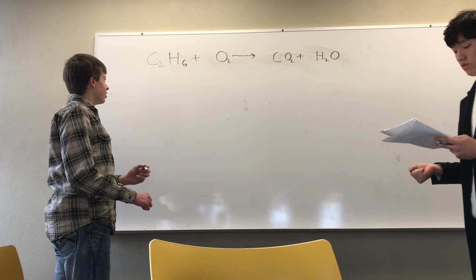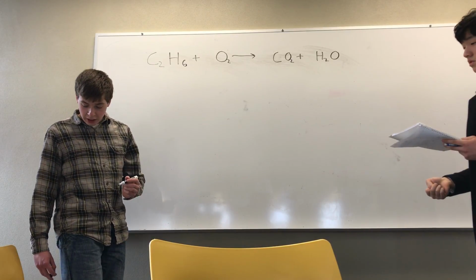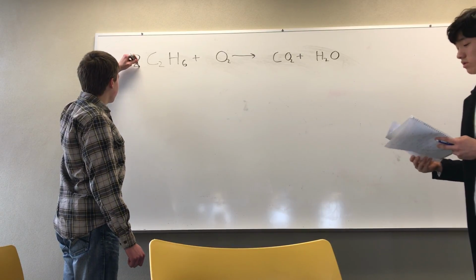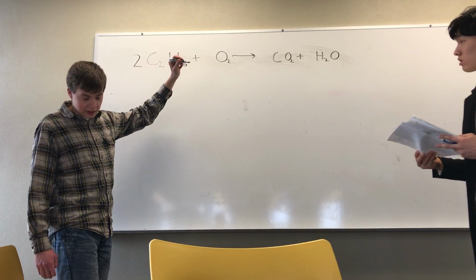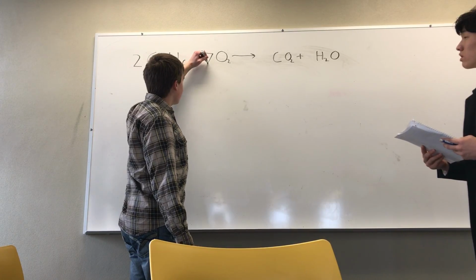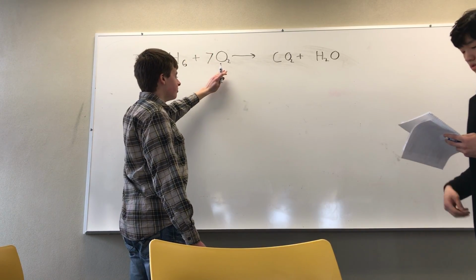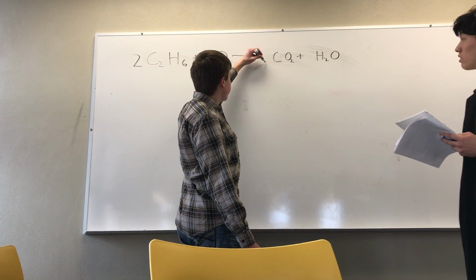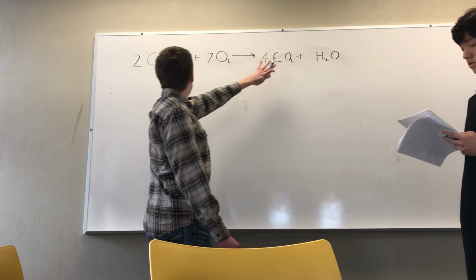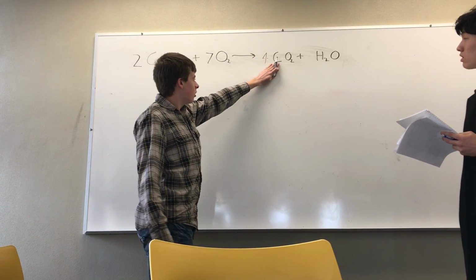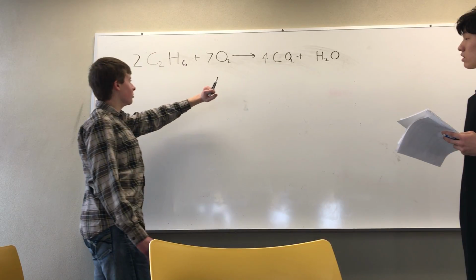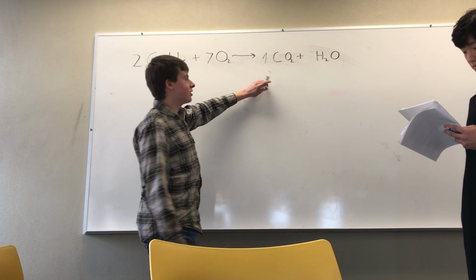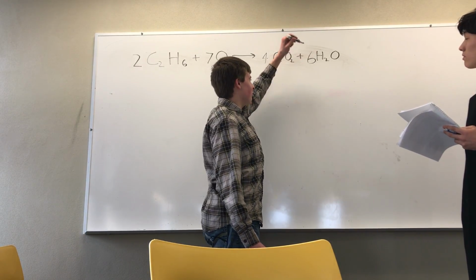Now we need to balance this equation. So if we have 2 molecules of ethane on this side and 7 molecules of oxygen on this side, that would mean that we need 4 molecules of CO2, so we have 2 times 2 is 4, so that balances the carbons. We need, oh, I forgot, there's 6 H2O, right, okay.